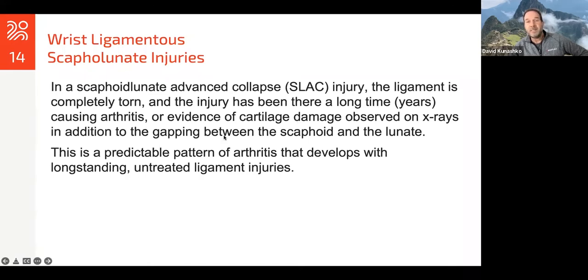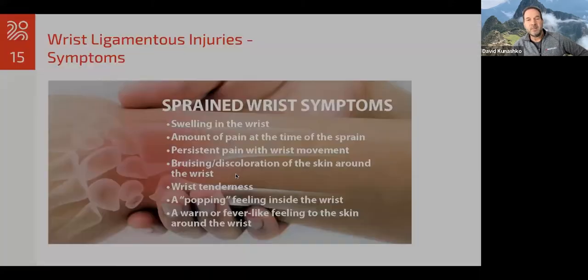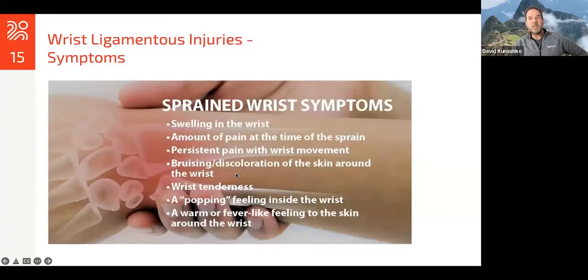And when they take x-rays, it looks like there's lots of stuff going on there. So this is really a scenario where people are coming in, never took care of their injury, and they're talking about chronic wrist pain, that kind of thing, especially at a certain age. Oftentimes this is what you're dealing with, unfortunately.